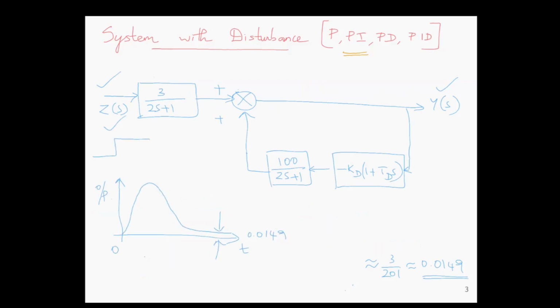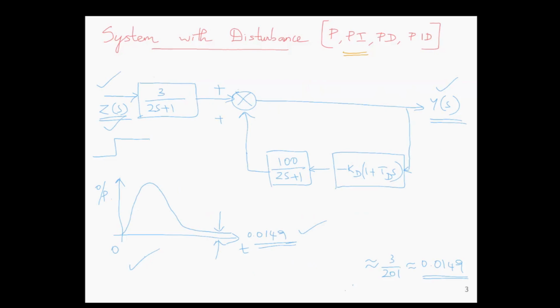So for a unit step disturbance that we are giving for Z(s), the output will look something like this. The output will fluctuate, but will settle at some value, 0.0149. There is no integral part here, so there will still be an error. The steady state error is 0.0149. It will not perfectly settle at 0.